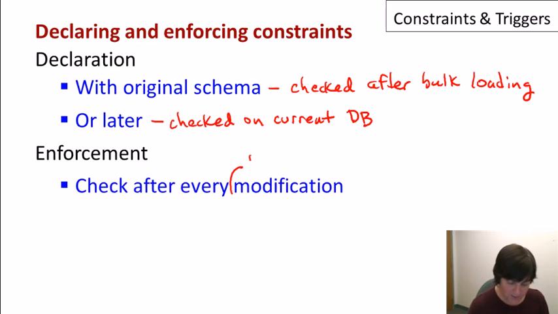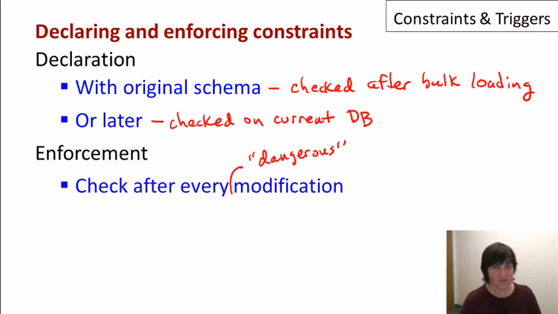Now, of course, what we really only want to check is dangerous modifications. So we have a constraint on the GPA. We don't need to check changes to the enrollments. If we have a constraint on one table, we certainly don't need to check modifications on another table. So part of a good constraint checking system will only check constraints after those modifications that can possibly cause the constraint to become violated. On the other hand, the system does have to ensure that after every modification, the constraint holds.